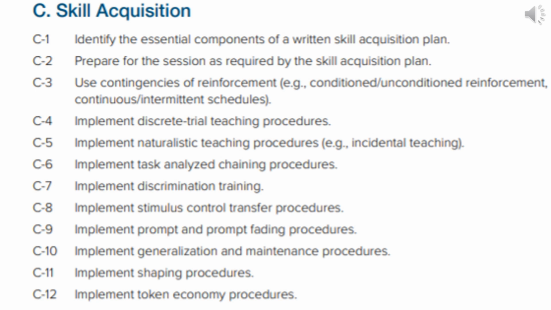The third section is skill acquisition. This section focuses on a variety of methods one might use to teach a client a new behavior. Some examples include discrete trial teaching, naturalistic teaching, discrimination training, prompting, prompt fading, shaping, and token economies.